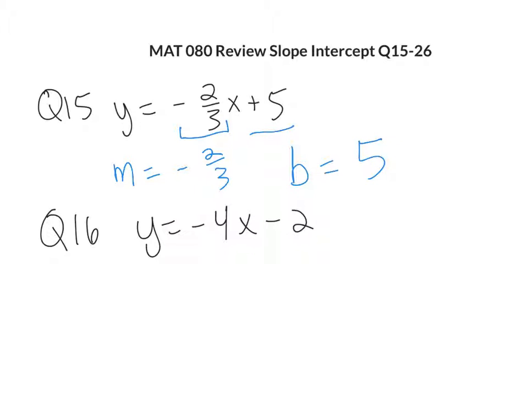For number 16, our slope is negative 4. It's again the number with x. And our y-intercept is the other number, negative 2. Make sure to take the signs with it as you're working through these.